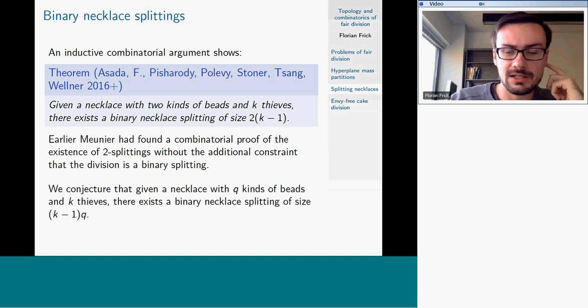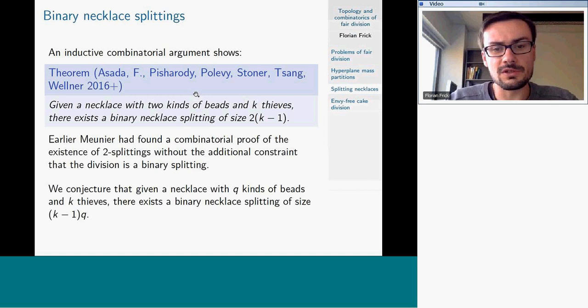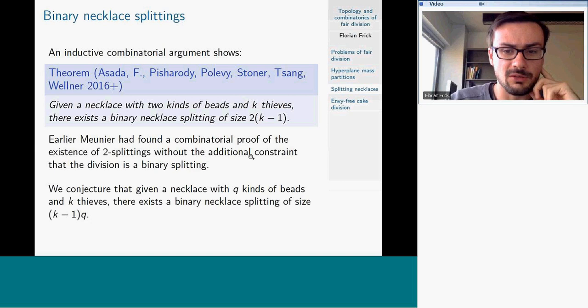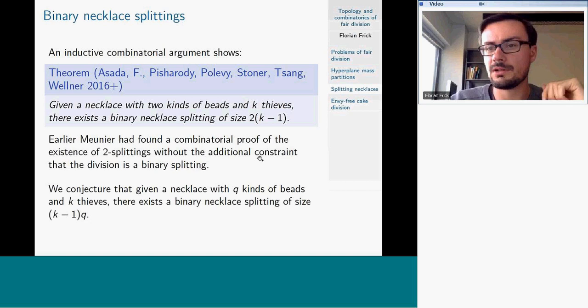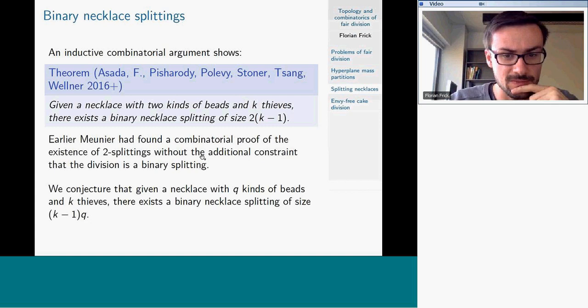Okay. And the combinatorial argument: given a necklace with two kinds of beads, not a general number of beads, just two kinds, there exists a binary necklace splitting of the optimal size. This is somewhat involved to do. Earlier, Frédéric Meunier had the combinatorial proof of the existence of two-thief splittings without our additional constraints. This is already involved, but we have to add this.